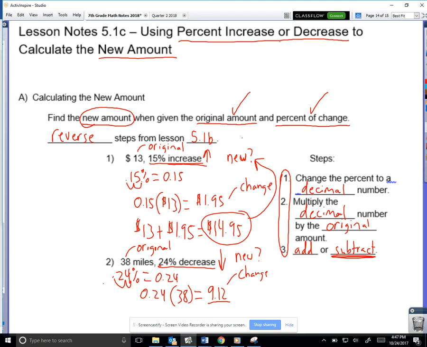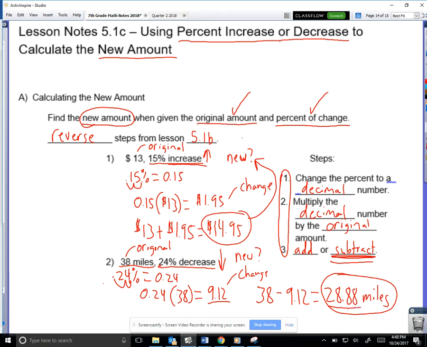All right, and then step number 3, our decision time. We need to either add or subtract, and in this case, it's a decrease, so we're going to subtract for this one. So we're going to take 38 miles minus our change, 9.12 miles. And when we do that, that is going to get us 28.88 miles. Okay? That's how many miles you have. You started with 38 miles. You went down 24%. So that's going to give you 28.88 miles when you do that.